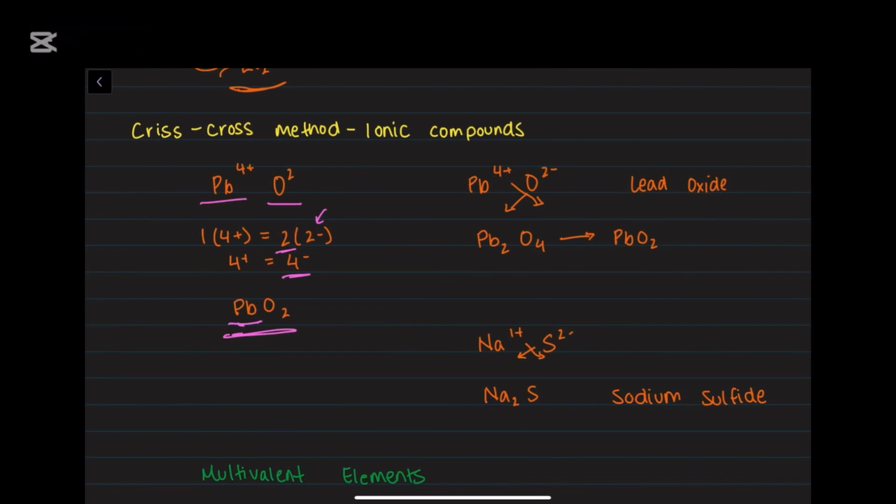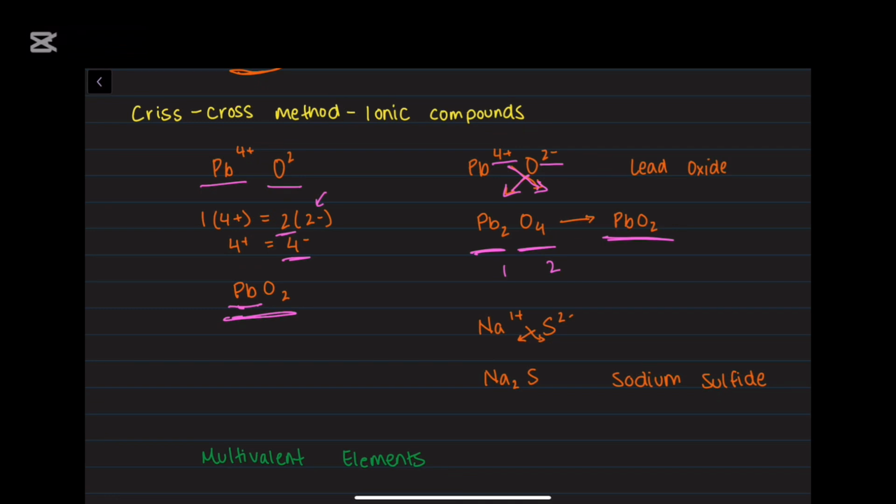An easier way to do this, if you know the charges, is what we call the crisscross method, where you just bring the numbers over. So we bring the 2 down and the 4 down, and then we have 2 leads and 4 oxygens, and then we would just need to further simplify this. So 2 and 4 are both multiples of 2, so then we have 1 and 2, and that's how you get lead oxide, 1 lead and 2 oxygens right there.